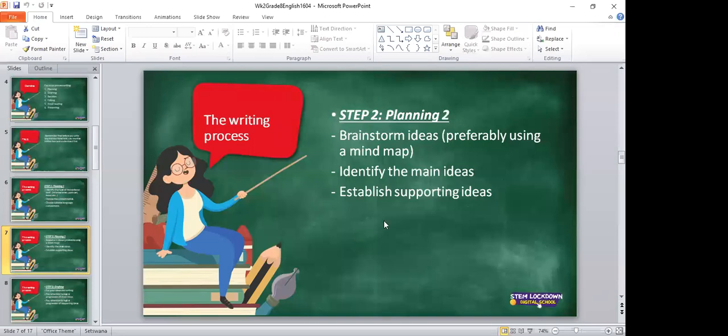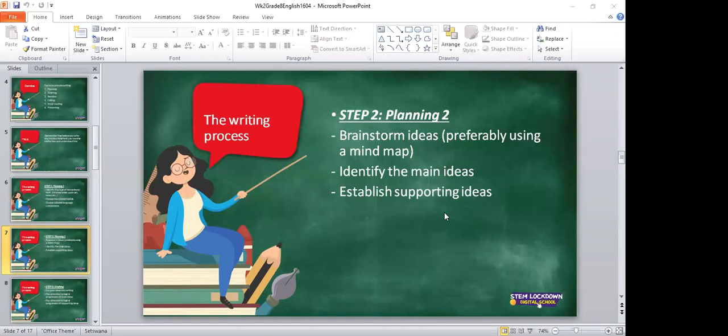Step two, planning part two. In this step, you brainstorm ideas. The best way to do this is to use a mind map. You remember what a mind map is, right? It is this box. In that box, you put your topic, and then that box has branches like a tree, where every branch has the main ideas, and the main ideas also have supporting ideas.